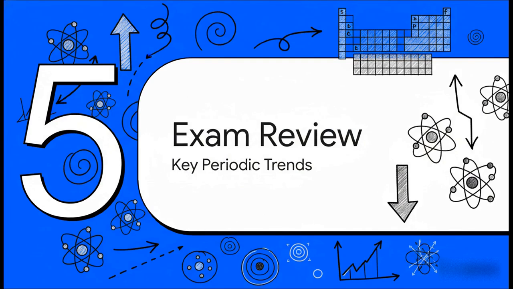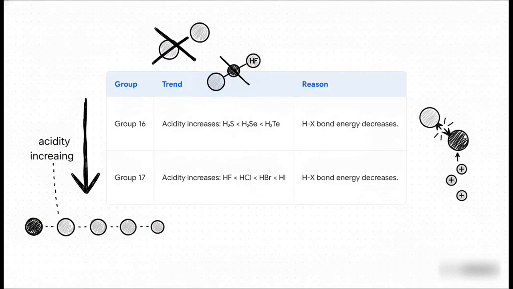Okay, we've covered a lot of ground. Let's wrap this up with a super quick review of the key trends that you'll definitely want to have in your back pocket for any exam. First up, acidity of those hydrides. Remember, H2O and HF are the weird ones because of hydrogen bonding. But for everything else in both groups 16 and 17, the trend is crystal clear. Acidity goes up as you go down the group. And the reason is exactly the same for both. As you go down, that H-X bond gets longer and weaker, making it way easier to just give up that proton.